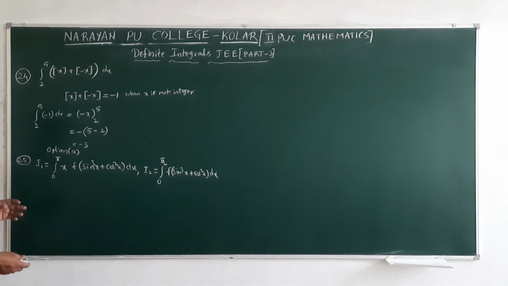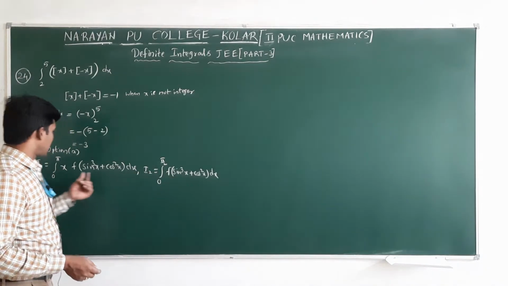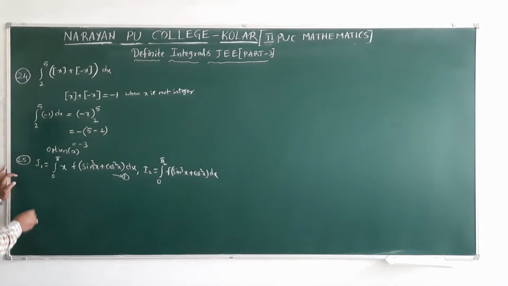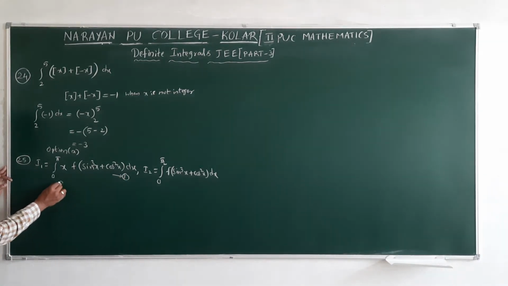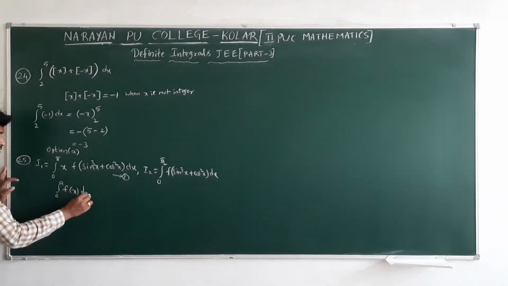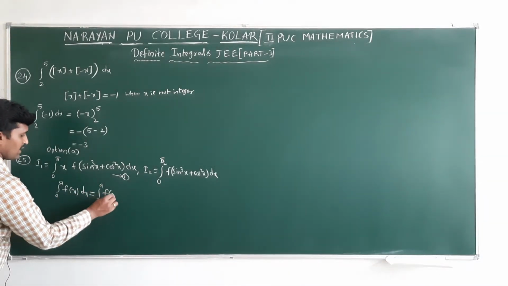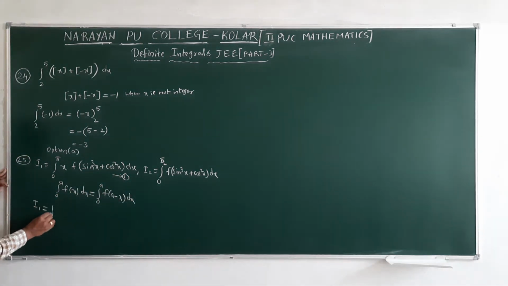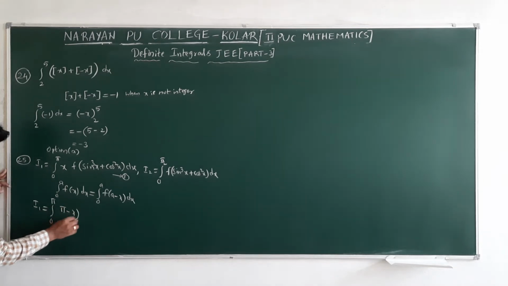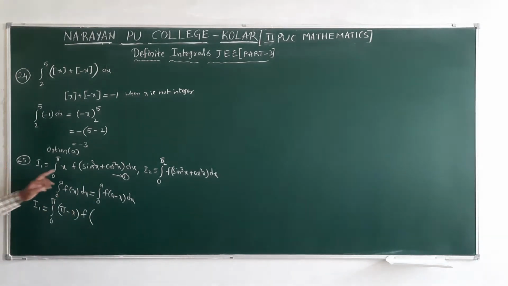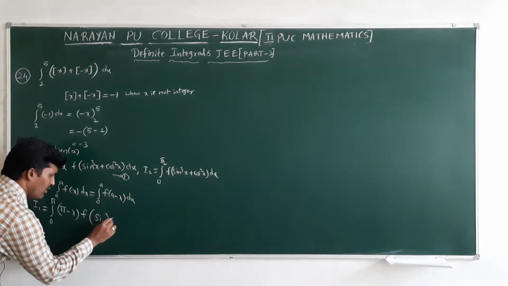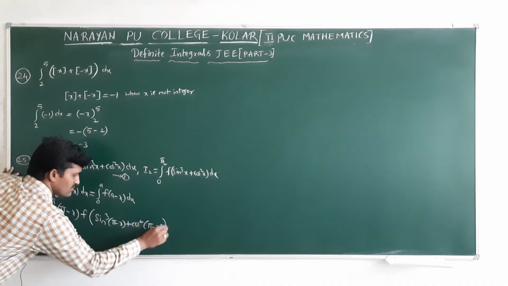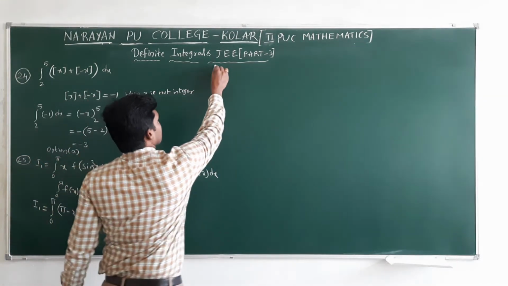See, I'll change I1 first. Here f of the same expression is there, but this extra x is there in I1. We need to eliminate this by using properties. Now what is the property we are applying? Integral 0 to a f of x dx equals integral 0 to a f of a minus x dx. Now I1 equals integral, in the place of a, pi is there, that is pi minus x, into f of sin cube of pi minus x plus cos square of pi minus x dx.